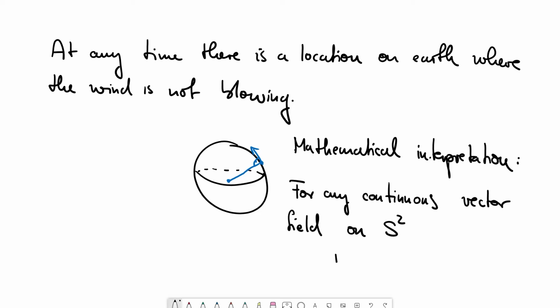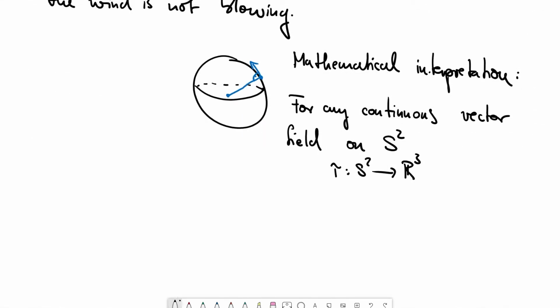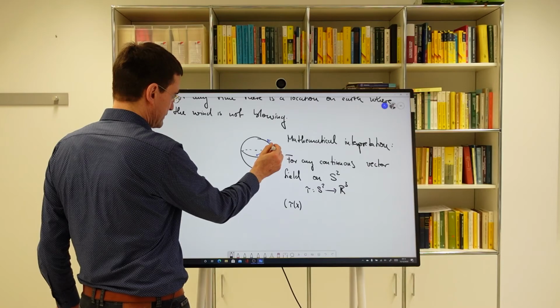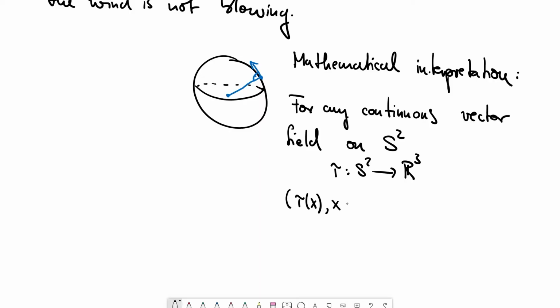So a vector field is here a map from S2 to R3 such that the vector in R3 that you get at a point x is perpendicular to this line from the center of the sphere to this point. So the condition is that the standard scalar product is 0 for all x in S2. There is a zero.